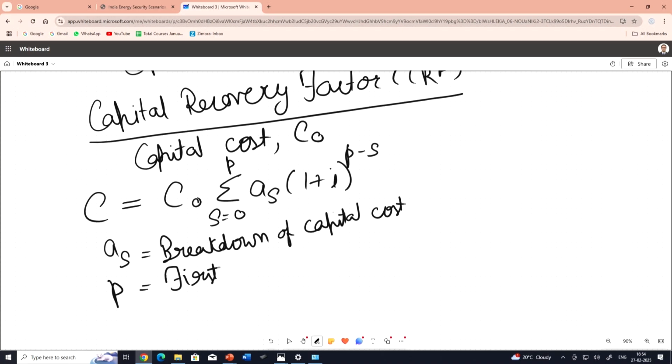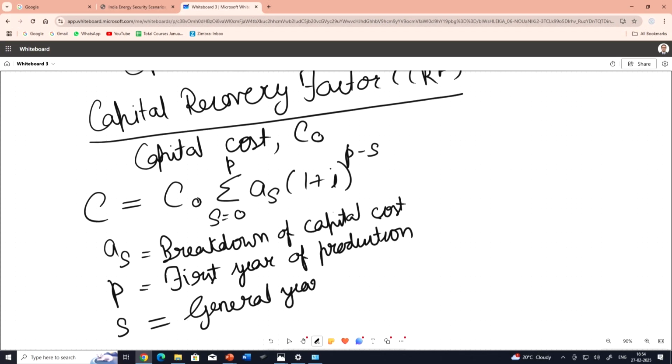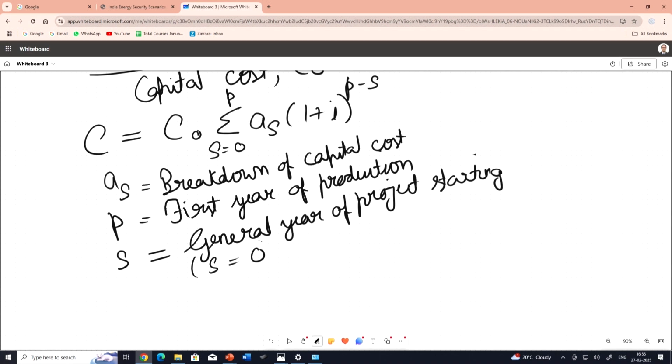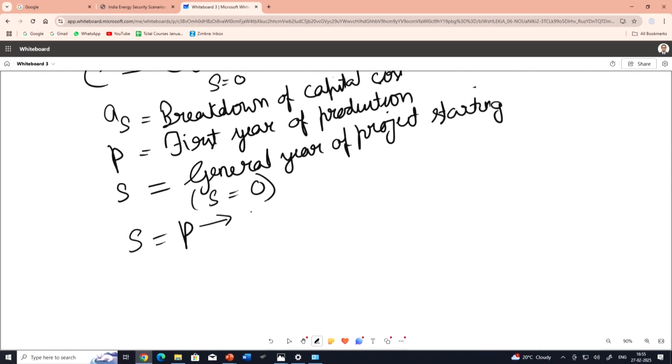P basically refers to the first year of production. That is when the production is starting. S basically refers to the general year of project starting. S begins from S is equal to 0, and the year in which S is equal to P is when the production has started, or the construction has completed.